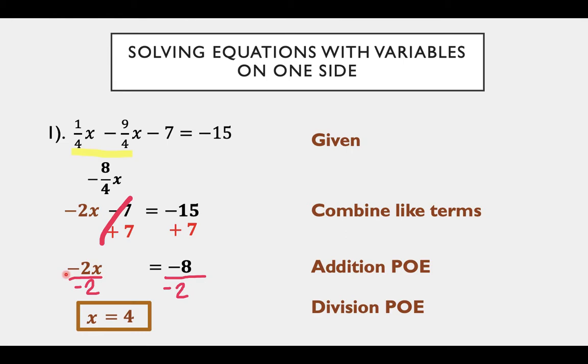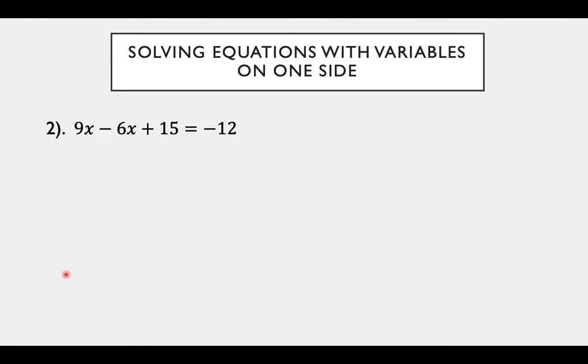Okay. All right, let's jump into one more practice problem, very similar to what we just did. We're solving equations with variables on one side. So you have a linear equation, 9x minus 6x plus 15 equals negative 12.